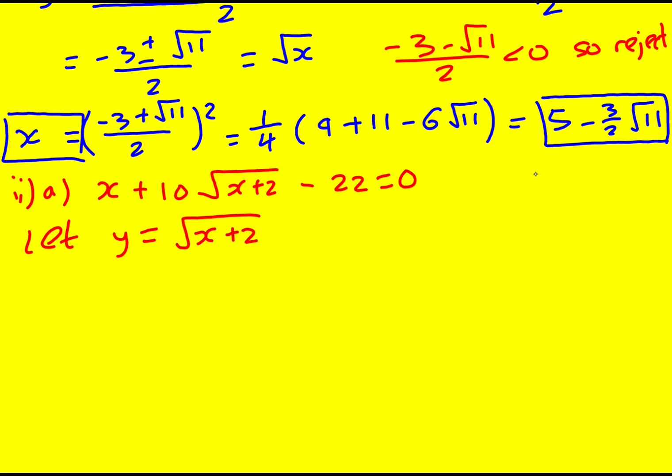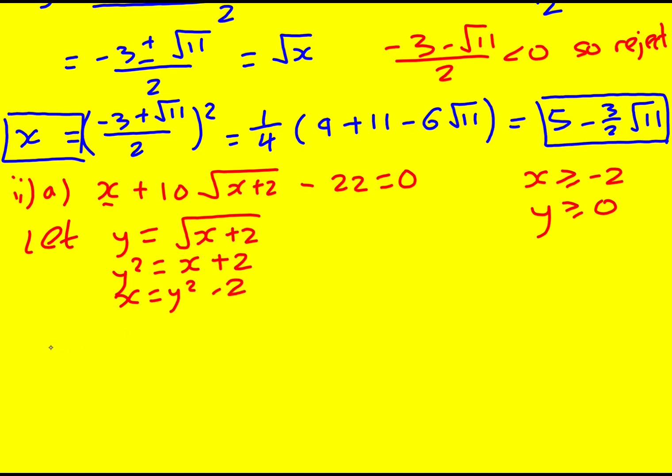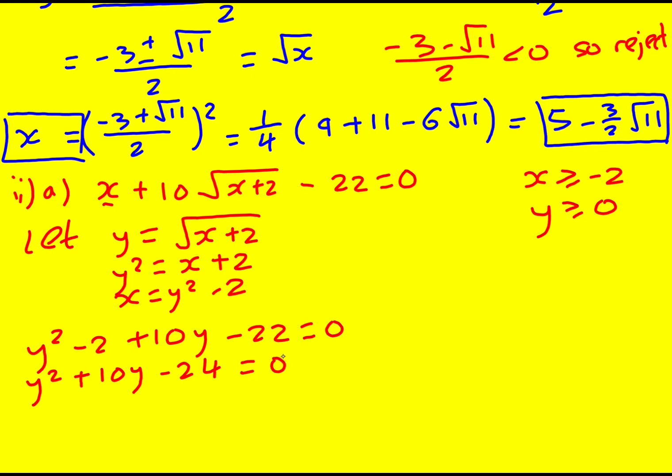So also we're going to need to have x greater or equal to minus 2 for this to make sense. And y is going to have to be greater or equal to 0. I need to substitute in. I need to replace this x. I need to square now. y squared is actually going to be x plus 2. So x is going to be y squared minus 2. Therefore, y squared minus 2 plus 10 lots of y minus 22 is going to equal 0. y squared plus 10y minus 24 is going to equal 0.